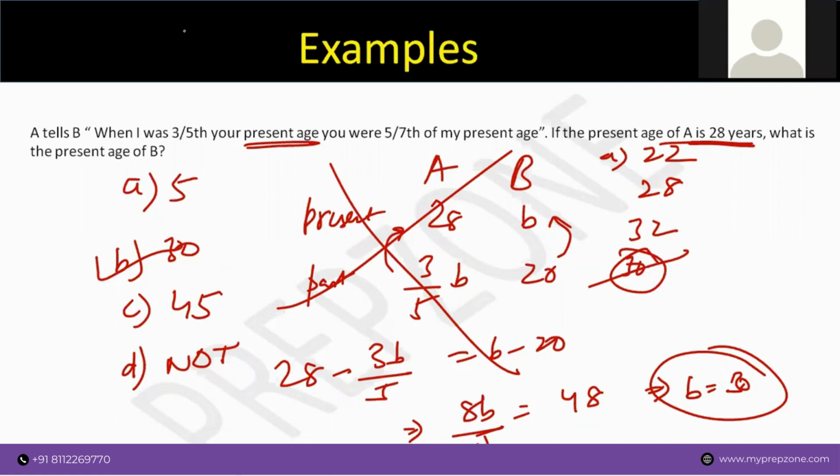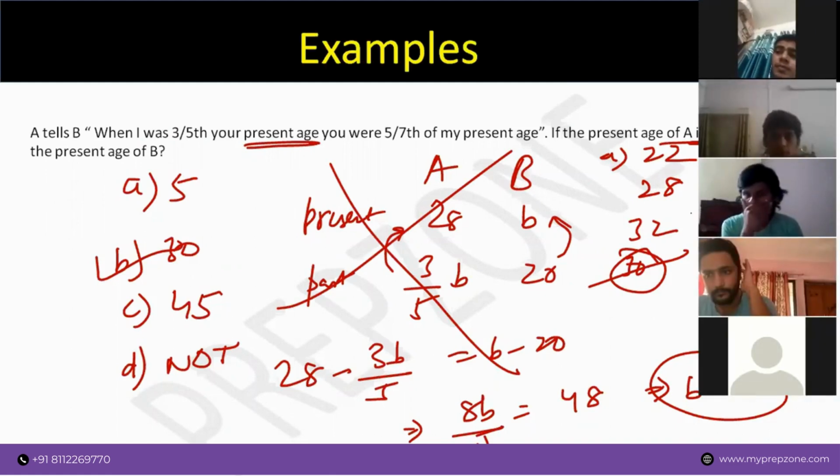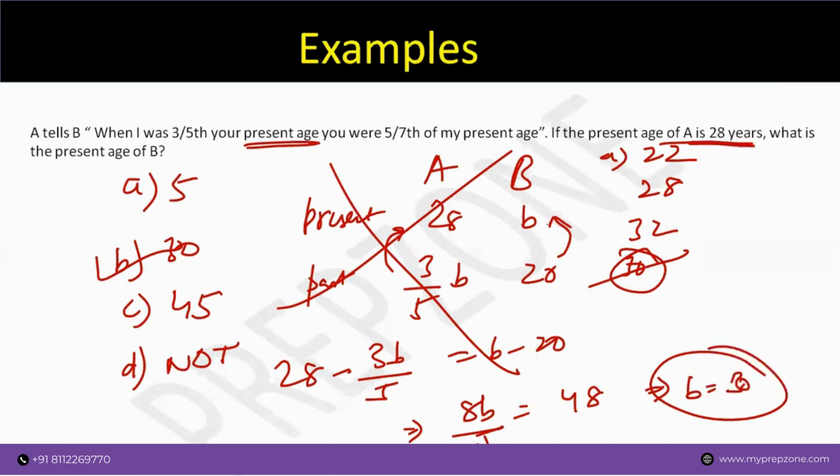Clear, everyone? Naman, why were you not able to solve this? Nikita, clear? Yes, sir, got it. Okay.